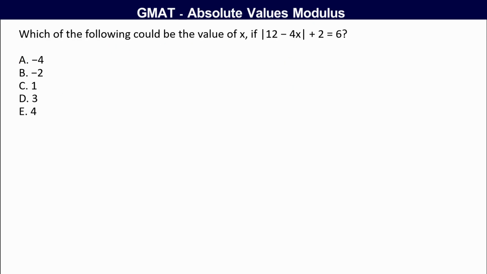Okay, next question: which of the following could be the value of x if |12 - 4x| + 2 = 6? So, we have |12 - 4x| = 4. Again, the mod value: when 12 - 4x is greater than or equal to 0, you will take the non-negative number as it is. 12 - 4x = 4. Taking 4x to the other side, you have 4x = 8. That is x = 2.